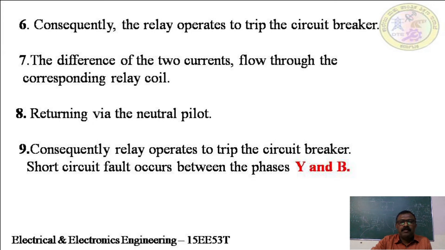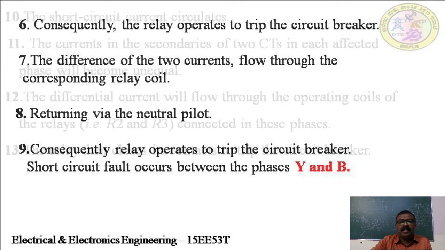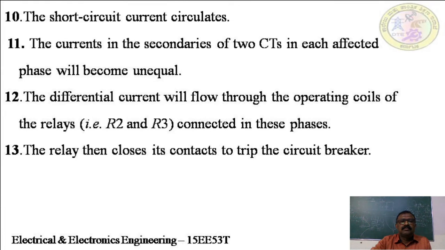Now a short circuit fault occurs between the phases Y and B. The short circuit current circulates. The current in the secondaries of the two CTs in each affected phase will become unequal. The differential current will flow through the operating coils of the relay. Now it is not through R1, it is through R2 and R3, because now the affected phases are Y and B.